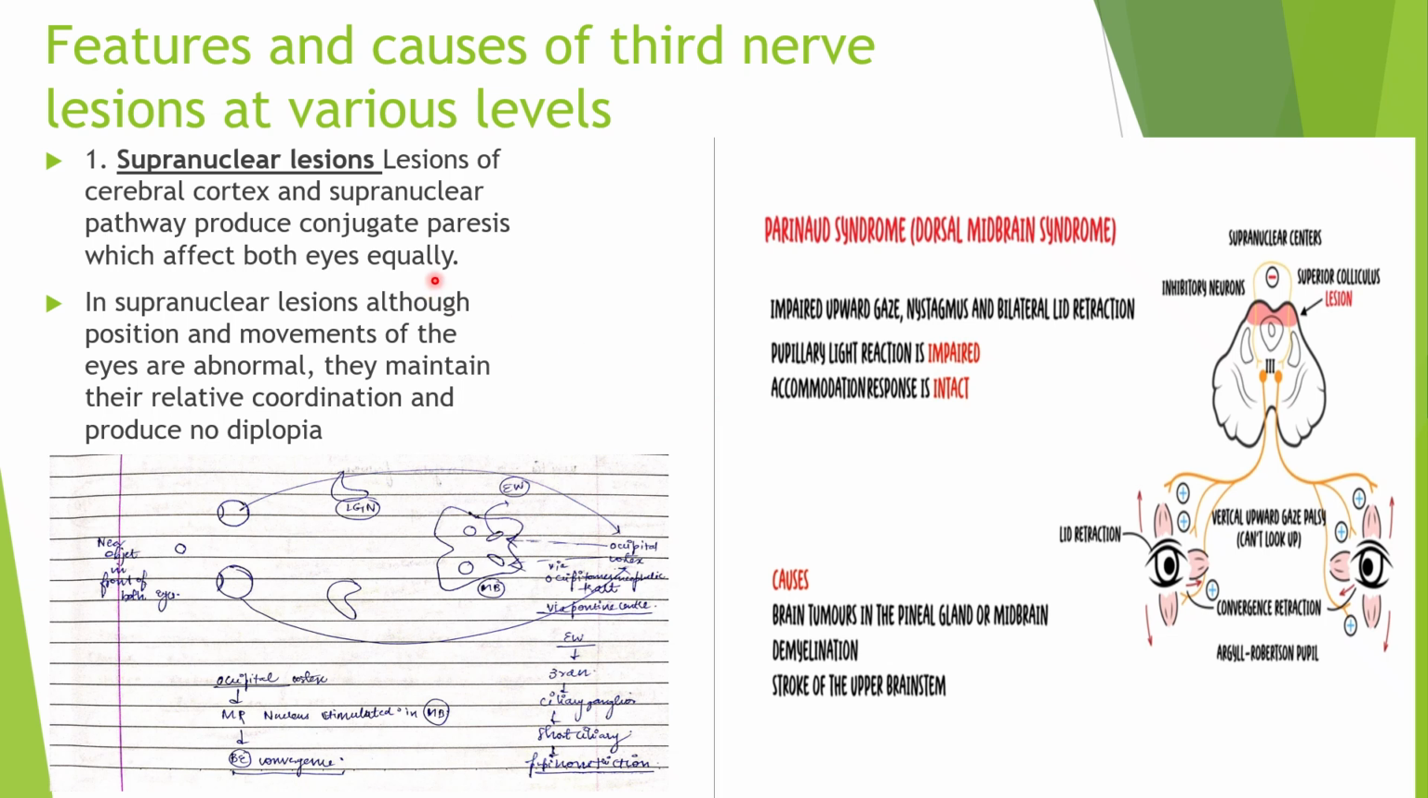Features and causes of third nerve lesions at various levels. First, we'll look at the supranuclear lesions. Lesions of the cerebral cortex and the supranuclear pathway produce conjugate paresis. In supranuclear lesions, position and movement of the eyes are abnormal. They maintain the relative coordination and produce no diplopia.